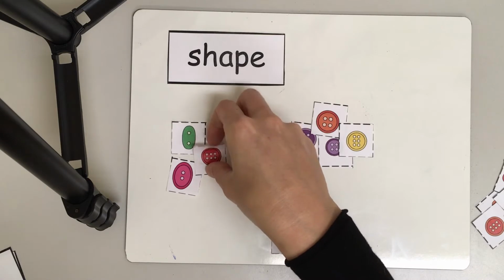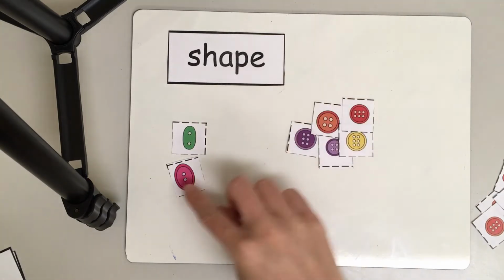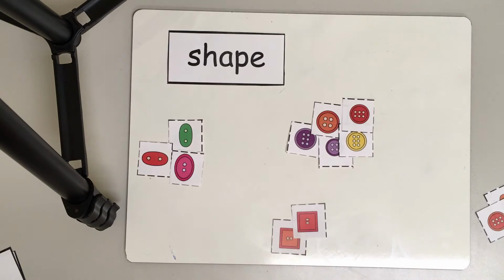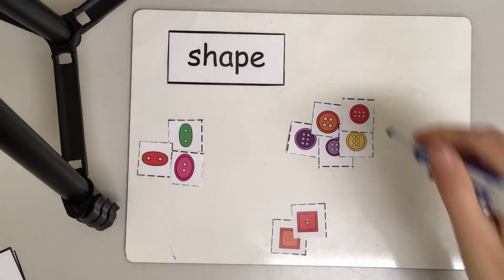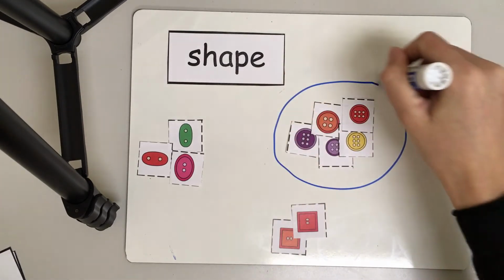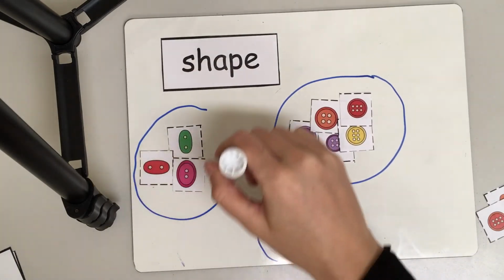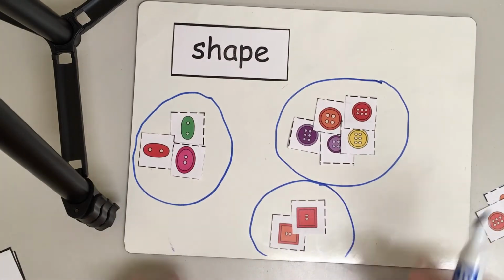Oops, that one doesn't go there. It's not an oval, it's a circle. Now I've sorted my buttons according to the attribute of shape. I've created 3 groups. It's time for me to describe my groups.